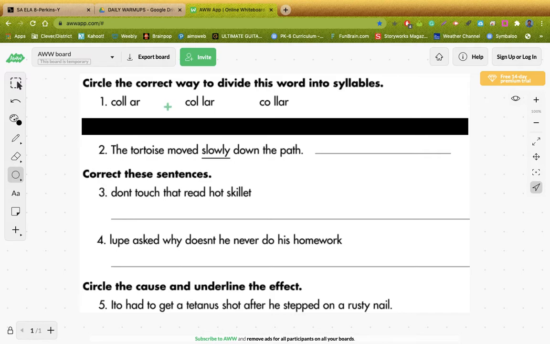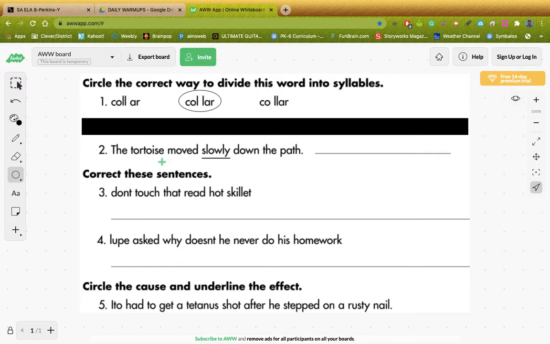So the correct way to divide this word into syllables is, are you ready for this? We have collar. It's a collar, like I need to flip my collar down. So if you have a collar on your shirt, if you were to divide it into syllables, and remember every syllable has to have a vowel sound in it, A, E, I, O, or U, and all of these do. So that doesn't help us. But the way we say collar is evidently this way. Okay, let's go to number two.